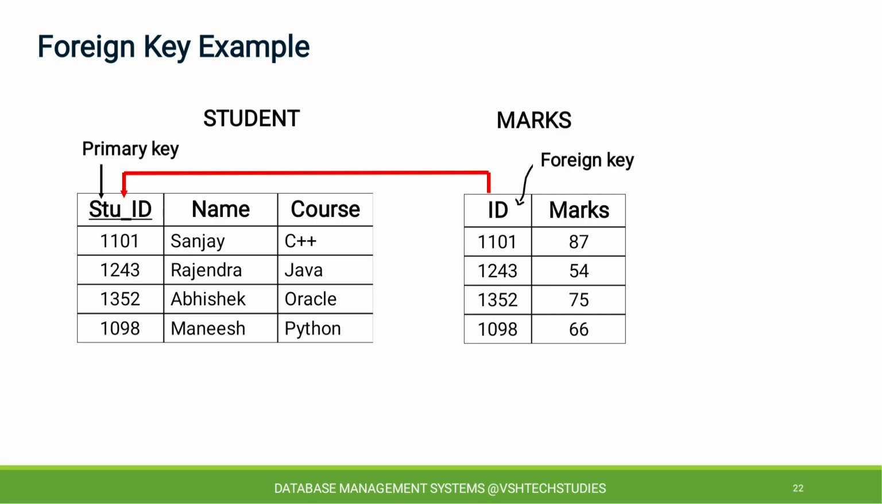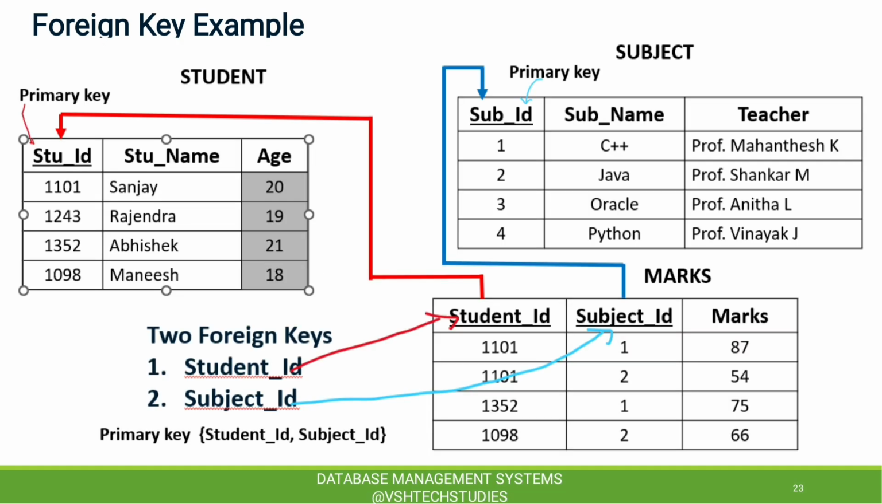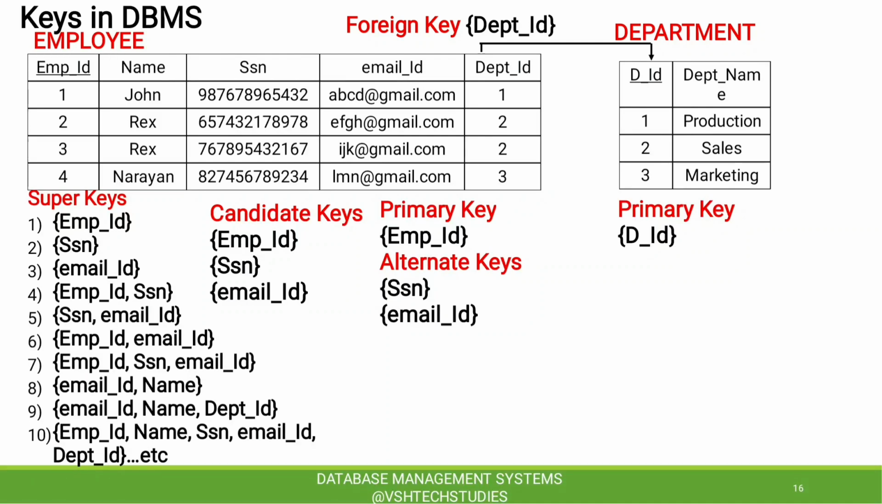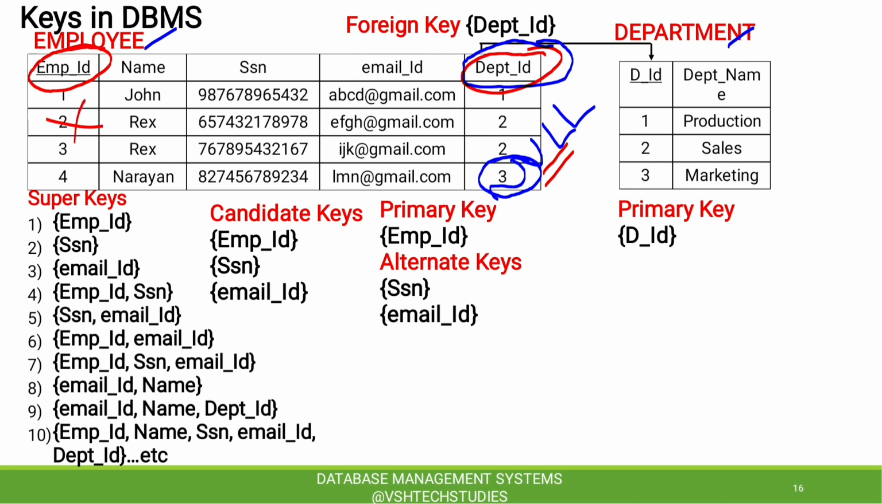In the first example, the student table had one foreign key, and in the second example, the marks table had two foreign keys. So in this example of foreign key, that is DEPT ID, which is linking the employee table with the department table, suppose any employee is not yet assigned any department, then this value will be stored as null. Okay. That is, a foreign key can have a null value. Here the primary key in the employee table is EMPID, that cannot have a duplicate value or null value.